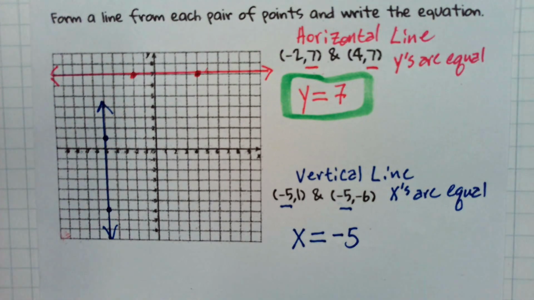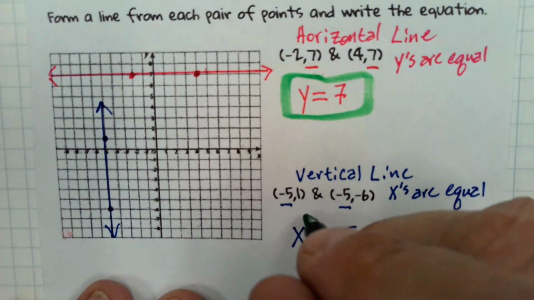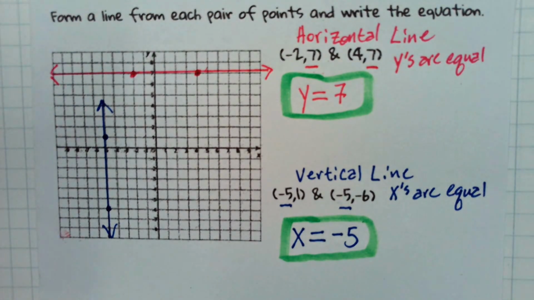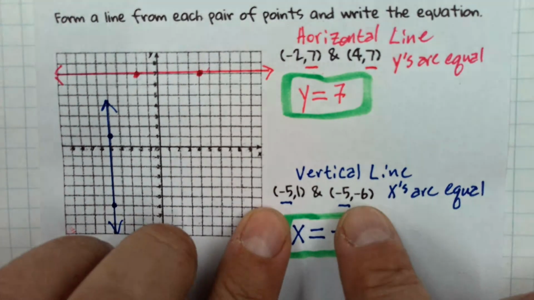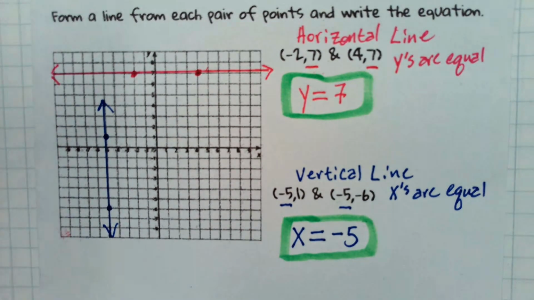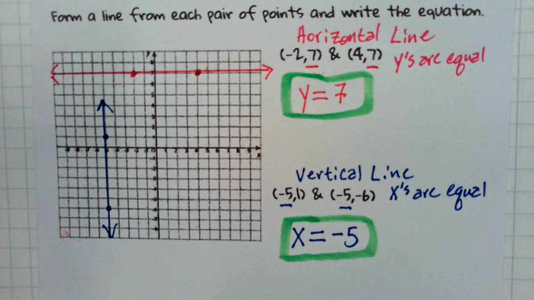Once you see them, hopefully you recognize them. You can go back to the notes to verify it. That particular line would be x equals -5. If both of them had a 2 here instead of -5, then the equation would be x equals 2.